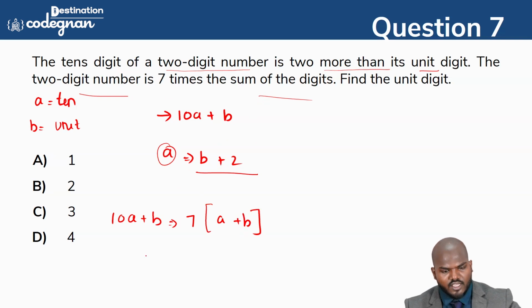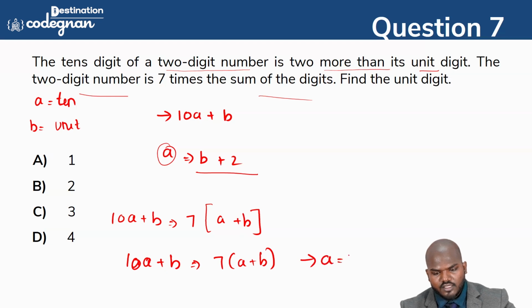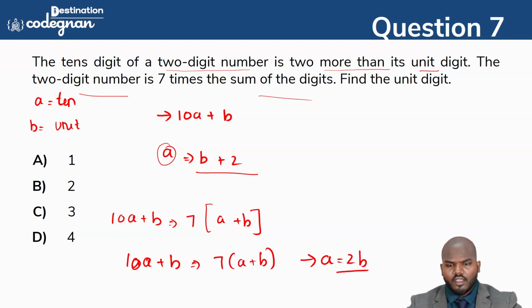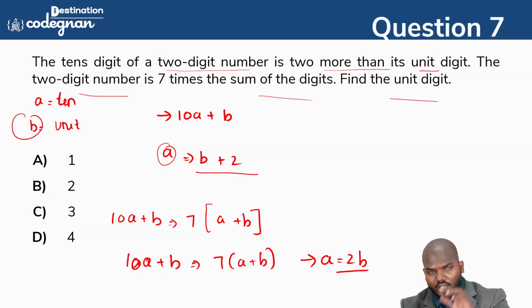If you resolve this one, guys, it gives 10A plus B is equal to 7 times (A plus B). If you resolve this, you will get A is equal to 2B. But our answer is the unit digit, so you need to find the value of B. B is what they are asking here. So we take A is equal to 2B and apply it in the first equation: 2B is equal to B plus 2. If B comes to this side, it gives B is equal to 2.